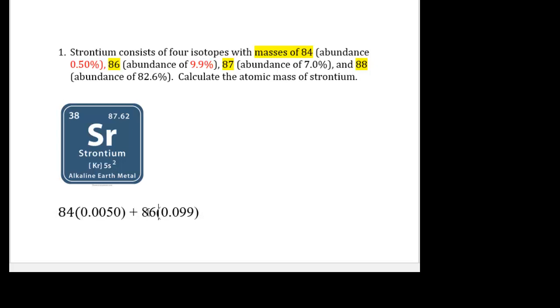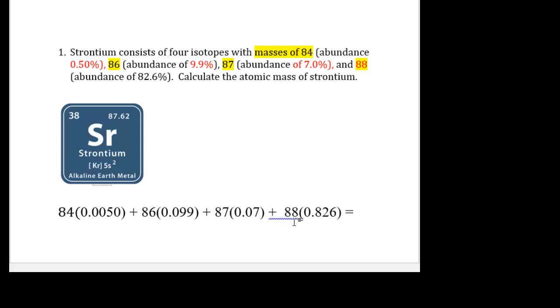So 0.005, just converting the percentage to a number. We add that to the mass number 86, which has a natural abundance contribution of 0.0099, which is the same thing as 9.9%. The 3rd version of strontium is the 87. That mass number 87 exists 0.07 of the time, which is the same thing as 7% of the time. So that also gets added to our number that we see in the periodic table.